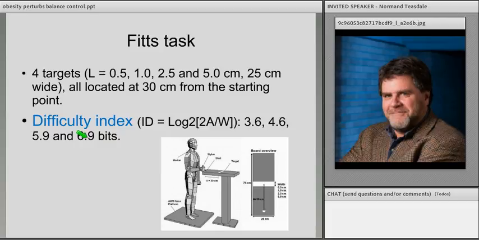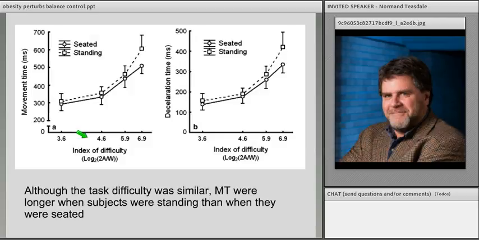So we had the normal subjects do this task, pointing at the target as fast as possible in a standing position and in a seated position, where the target was moved downward and was in a constant position with respect to their arm and upper body. So the main constraint was basically the different posture, upright or seated.